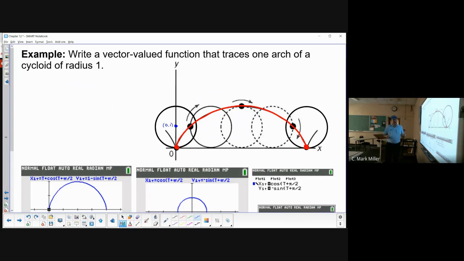And what does the center do here? As the wheel turns, that means nothing to this generation.